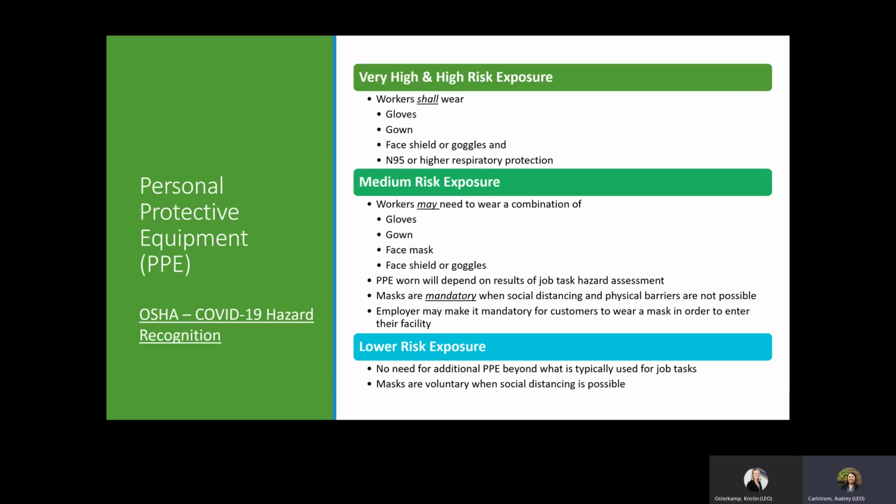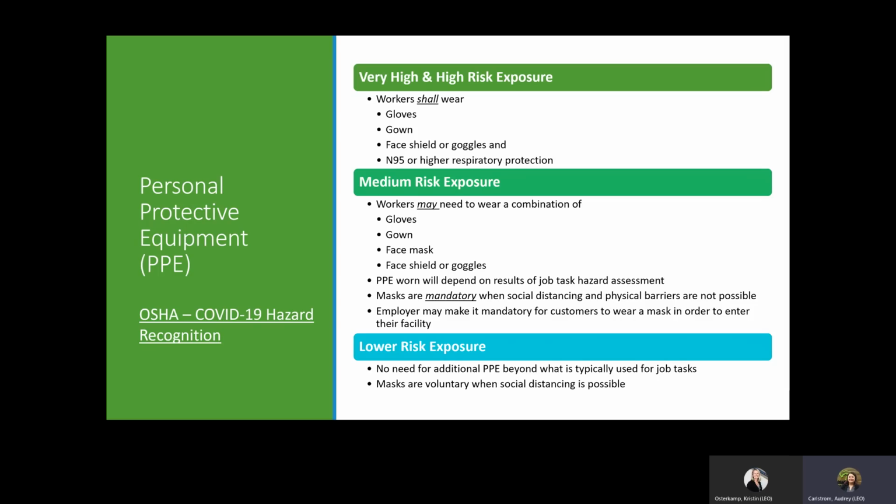Tasks performed in most other industries will fall into the medium to lower exposure risk groups. PPE for medium risk exposure tasks will be based on the task-specific hazard. An employer may make it mandatory for customers to wear a mask in order to enter their facility. Lower risk exposure tasks will not require additional PPE beyond what is typically used for job tasks.